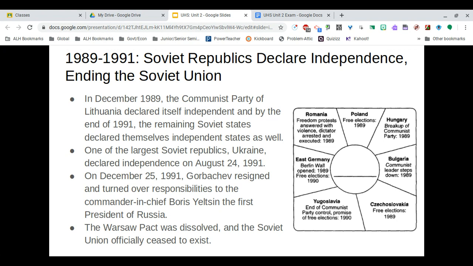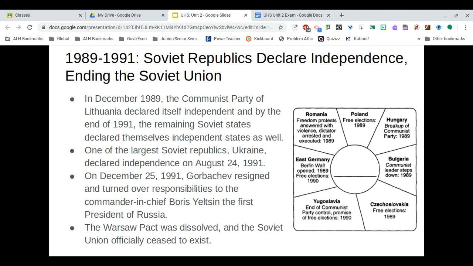If you remember back to when we talked about the forced famine in the Ukraine, you're going to see that is a big issue. The Ukrainian people and the Russian people do not like each other, and they haven't for a very long time. On December 25th, 1991, Gorbachev resigns and turns over all responsibilities to Boris Yeltsin, who was elected the first president of Russia. And officially, the Warsaw Pact is dissolved and the Soviet Union officially ceased to exist.